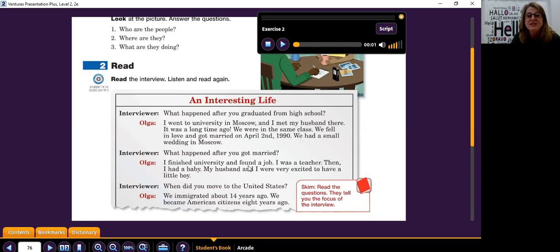So if we kind of just skim through, I see the word Moscow, I see the word married, I see some dates in here, I see the word husband, I see the word baby, move, United States. See, I'm just skimming. I'm just kind of picking out some words that are popping out to me. Different words may pop out to you. And so the gist or the focus of this is all about her life, okay?